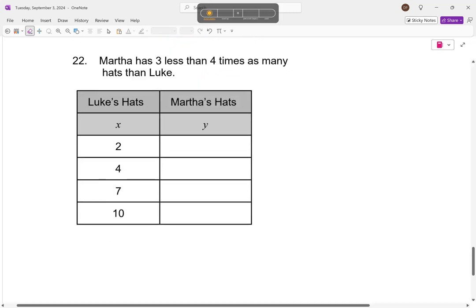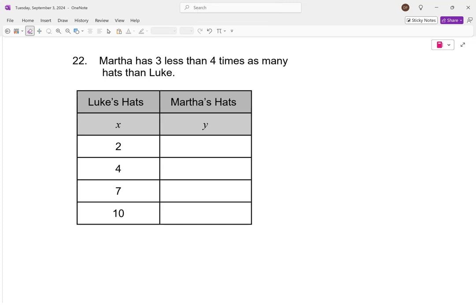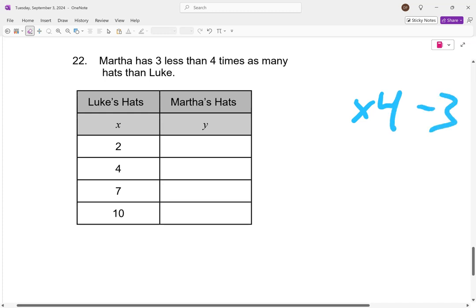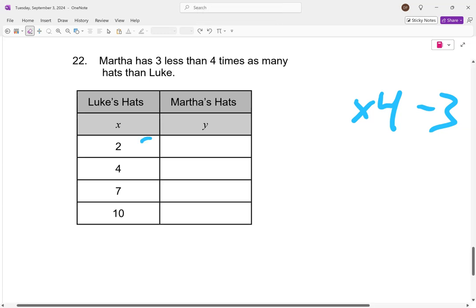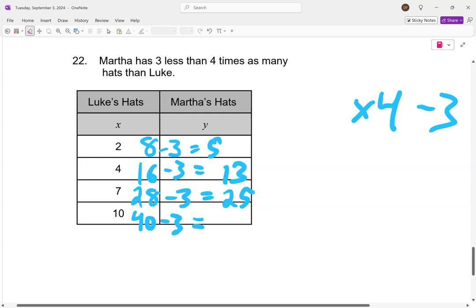All right, so we're going to do 3 less than 4 times as many. So whatever this is, we're going to go times 4 and then minus 3, right? So times 4 is 8, minus 3 is 5. Times 4 is 16, minus 3 is 13. 7 times 4 is 28, minus 3 is 25. And then 10 times 4 is 40, minus 3 equals 37.